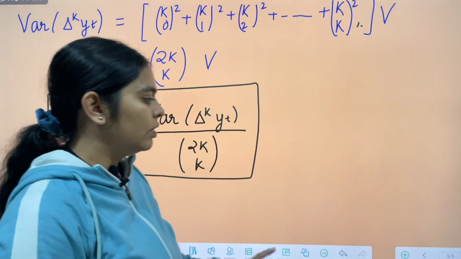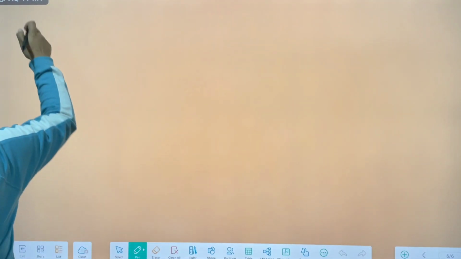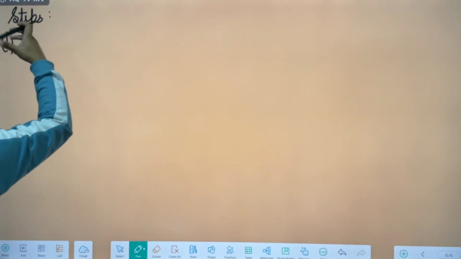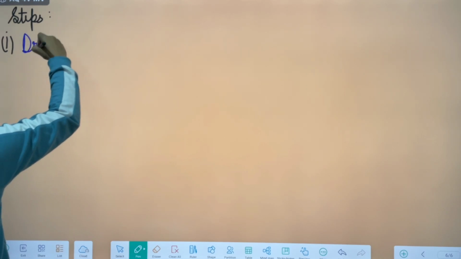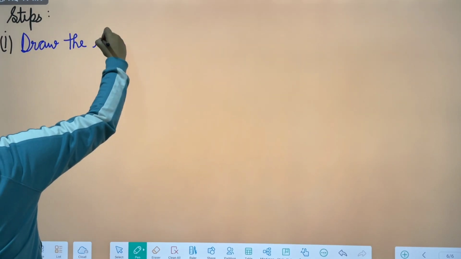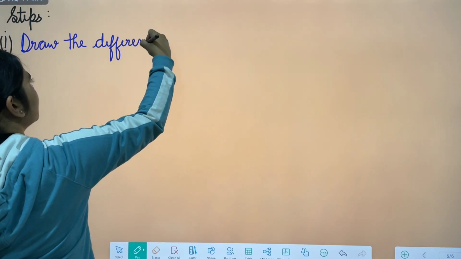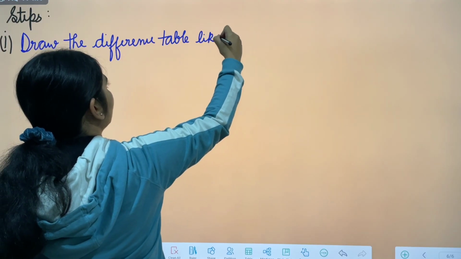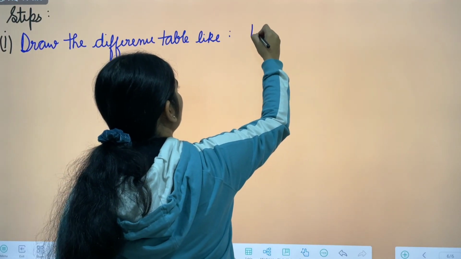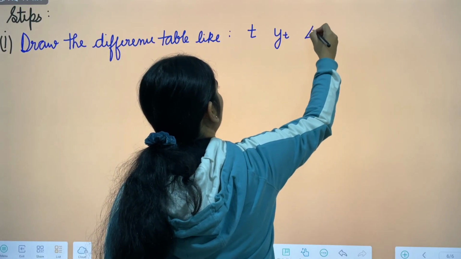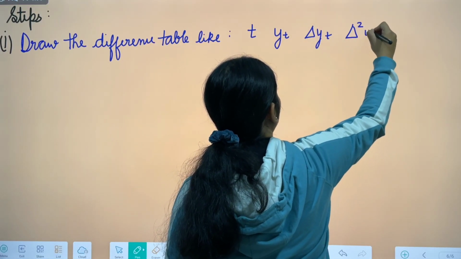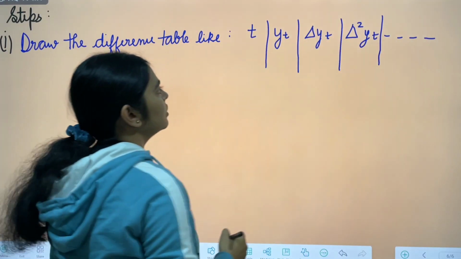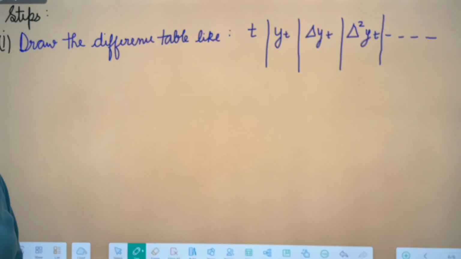So this is our variance that we have calculated. Now we'll do the steps involved in this process. The steps are as follows. First step is to draw the difference table. Suppose we are drawing the difference table. First would be t, then y_t, then Δy_t, then Δ² y_t, and up till whatever we need. This would be our table.